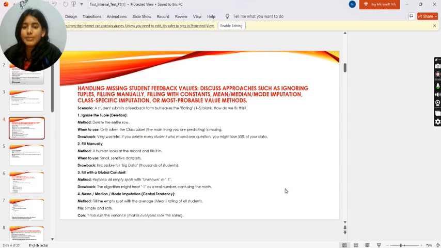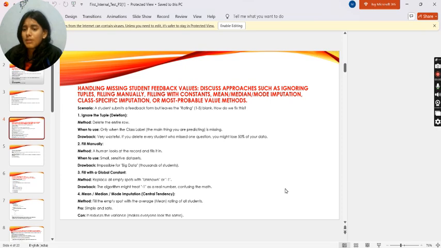Handling missing student feedback values. Discuss approaches such as ignoring tuples, manually filling with constants, mean, median, mode imputation, class-specific imputation, or most probable value methods. Scenario: a student submits a feedback form but leaves the rating 1 to 5 blank. How do we fix it? Ignore the tuple: the deletion method, delete the entire row. When to use: only when the class label, the main thing you are predicting, is missing. Drawback: very wasteful. If you delete every student who missed the one question, you might lose 50% of your data.